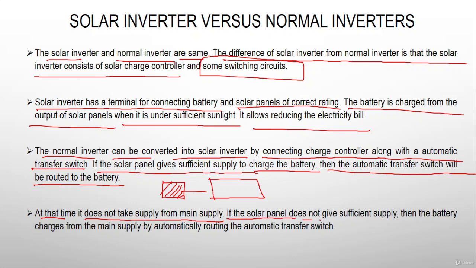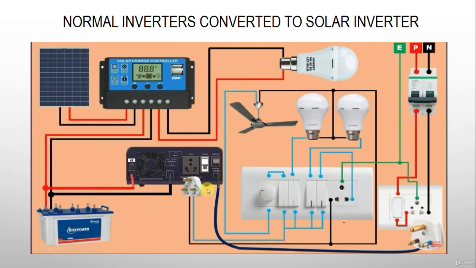If the solar panel does not give sufficient supply, then the battery charges from the main supply by automatic routing through the automatic transfer switch. So basically, this diagram shows how normal inverters are converted into a solar inverter. This is a normal UPS, which the consumer was utilizing earlier. Whatever pin we are getting, we give towards the switch here. Through the switch, we import the grid power and charge the battery by inverting the AC power into DC power.